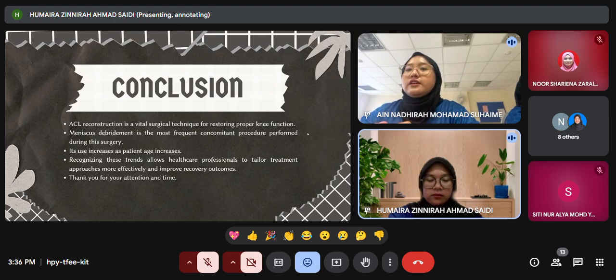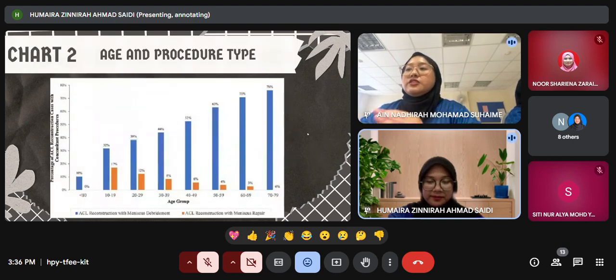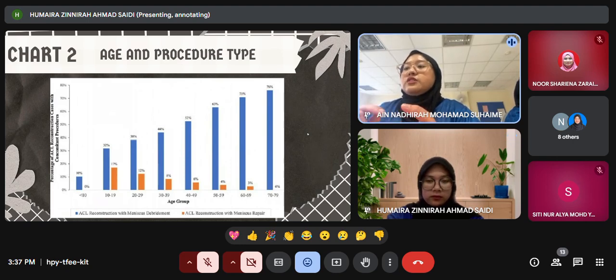This chart clearly illustrates a trend. As age increases, the use of meniscus debridement rises steadily, while meniscus repair becomes less common and eventually disappears. This pattern suggests that younger patients are more likely to receive a meniscus repair, probably due to better tissue healing and regenerative capacity. Older patients, however, tend to undergo meniscus debridement, which is often faster and more suitable for age-related joint conditions. This age-related trend is important for clinicians when deciding on the most effective surgical and post-operative approaches.